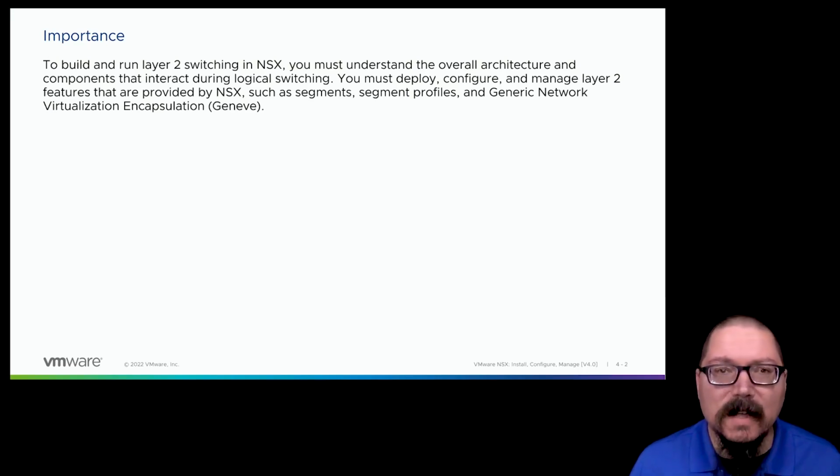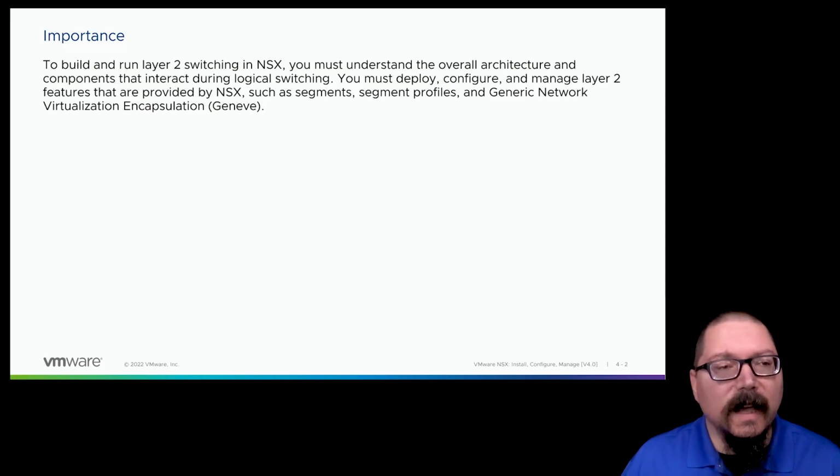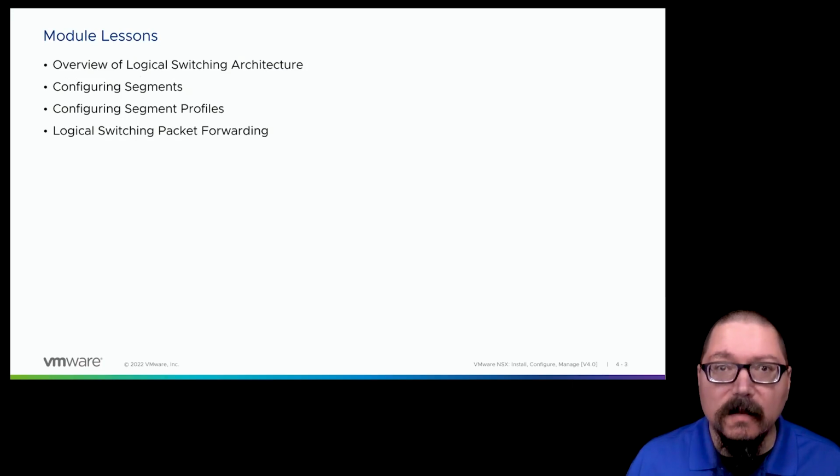Now, why do we need to talk about logical switching? Well, because this is an opportunity for us to change how we deal with layer 2 networking in our virtual infrastructures here. We need to think about overlay networking and tunneling and all these different things that we're starting to get into. Now, we're going to go through an overview of logical switching here, right? That's this first video, an overview of the logical switching architecture.